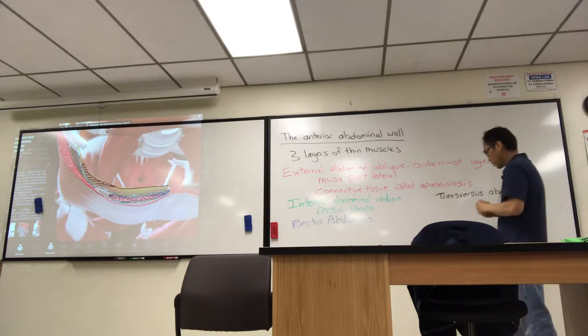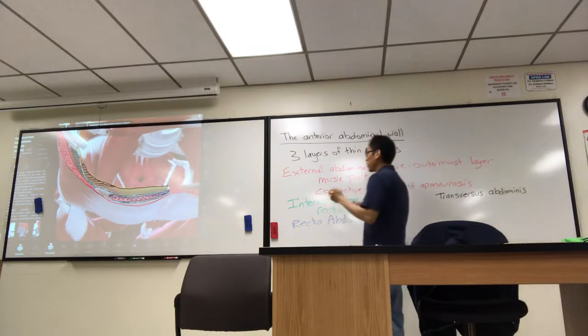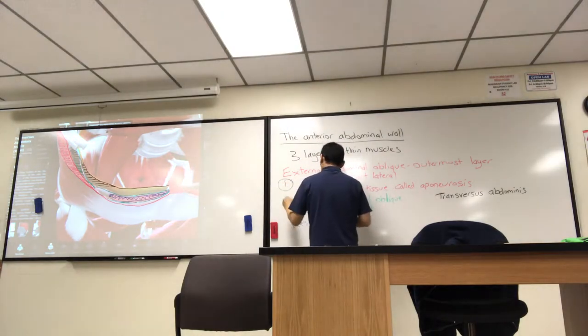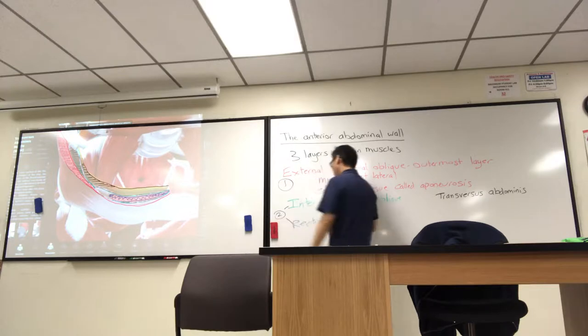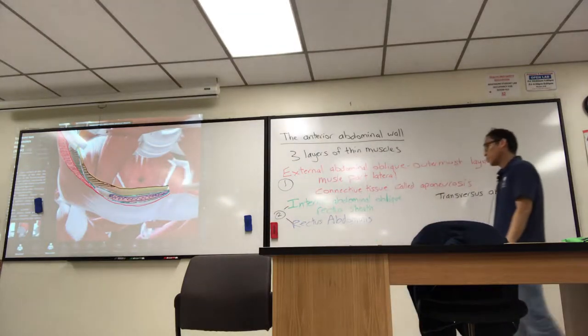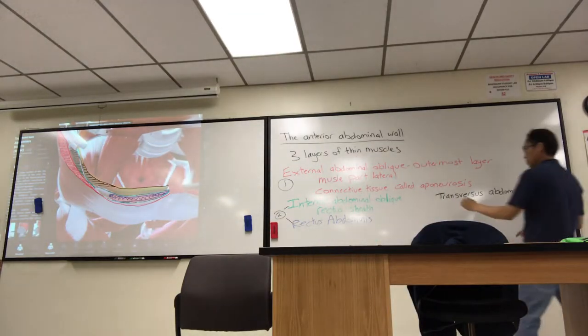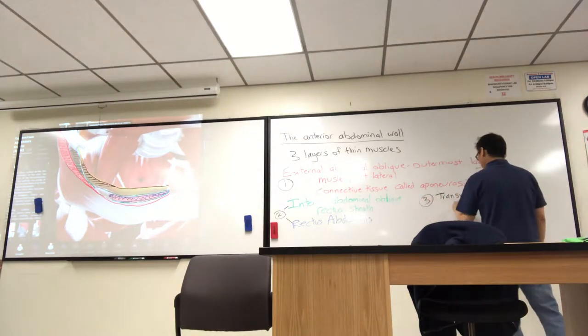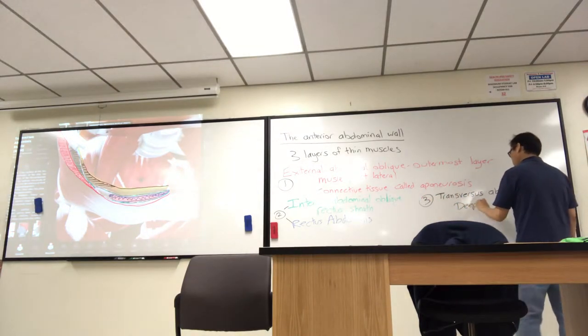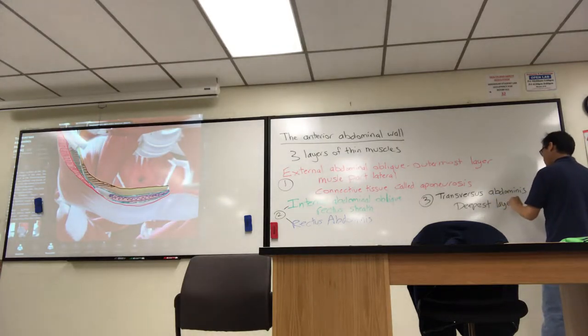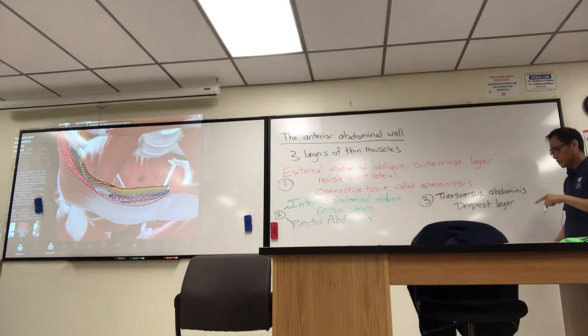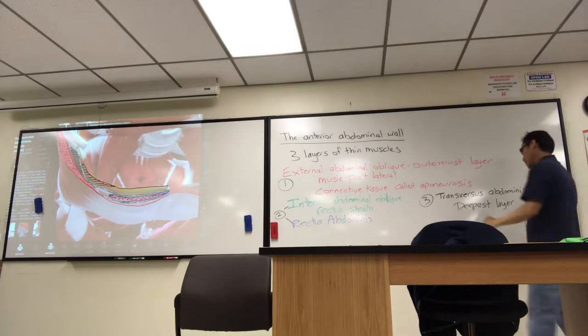So in terms of layers, consider the external abdominal oblique layer number one. An intermediate layer, layer number two, is pretty much both of those: the internal oblique and rectus abdominis. And transversus abdominis is its own third and deepest layer. The reason why it's called transversus is that the direction of the fibers runs in the transverse plane.